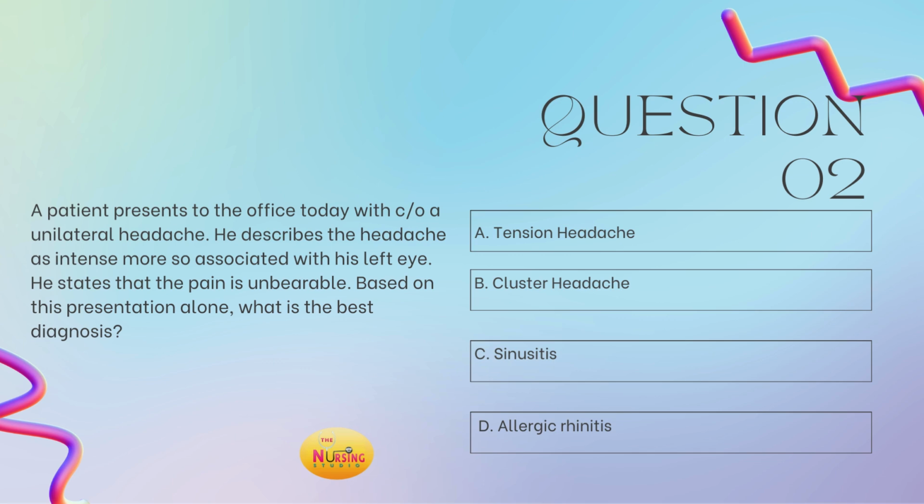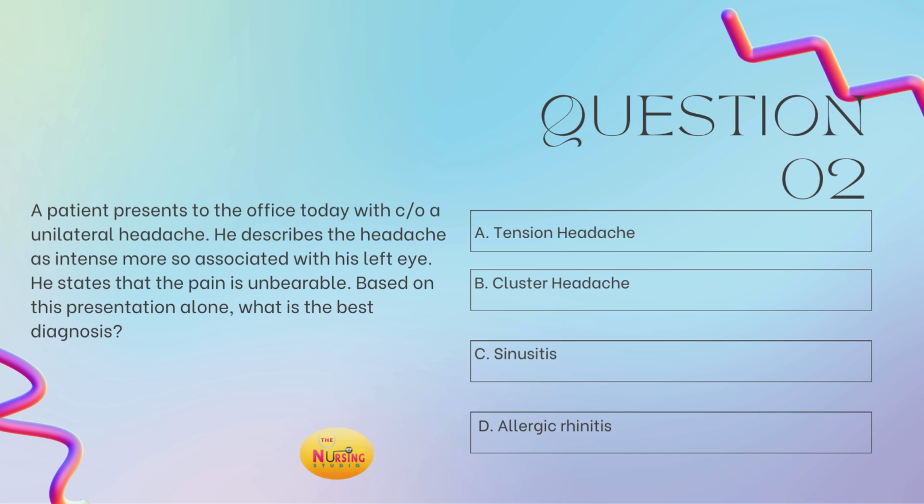So, stem of the question here states based on this presentation alone, what is the best diagnosis? All right, so I always say if they're asking for a diagnosis, you need to run it back and see what the assessment findings are, right? So, this patient came into the office complaining of a unilateral headache, describes the pain as being intense and associated with the left eye. He also explains it to be unbearable. So the best description of this would be a cluster headache.